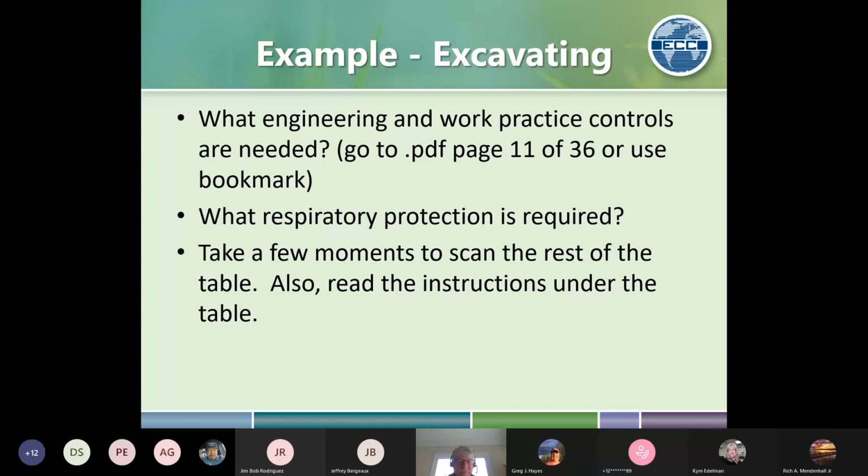Otherwise, if you don't have an enclosed cab and you're not wetting, what would you need to do then? Well, then you would need to do the exposure assessments and then apply controls depending on what your exposures are. So, take a few minutes and look through some of the other activities and operations on that table, and get a feel for the kind of information the table gives you.